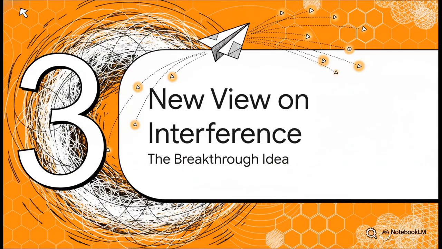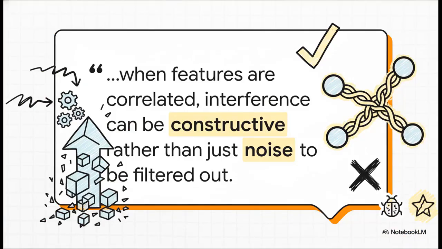And this is where the paper we're talking about comes in and just blows the whole thing wide open. It suggests that maybe, just maybe, we've been thinking about interference all wrong. The key idea, right from the paper itself, is this. The authors are saying that when features are related, their interference isn't noise at all. It's constructive. The model isn't trying to get rid of it, it's actively using it to figure out the relationships between concepts. So here's the kicker. Interference isn't a bug, it's a feature.